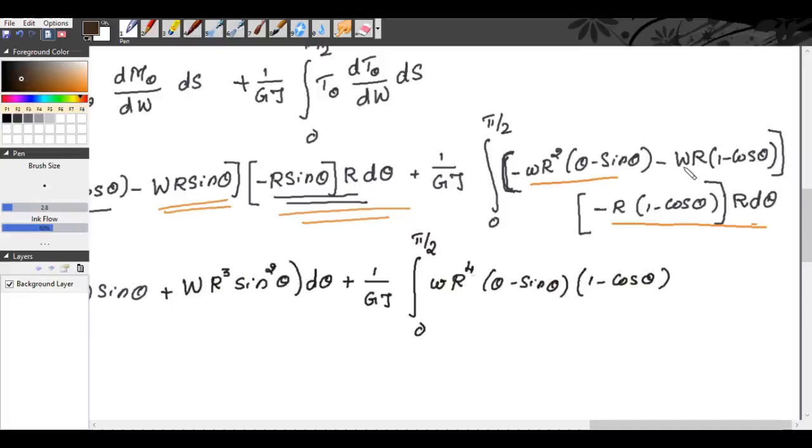Minus, now we will multiply this term with this term. So we get minus into minus plus. So plus W R cube into 1 minus cos theta the whole square into d theta.